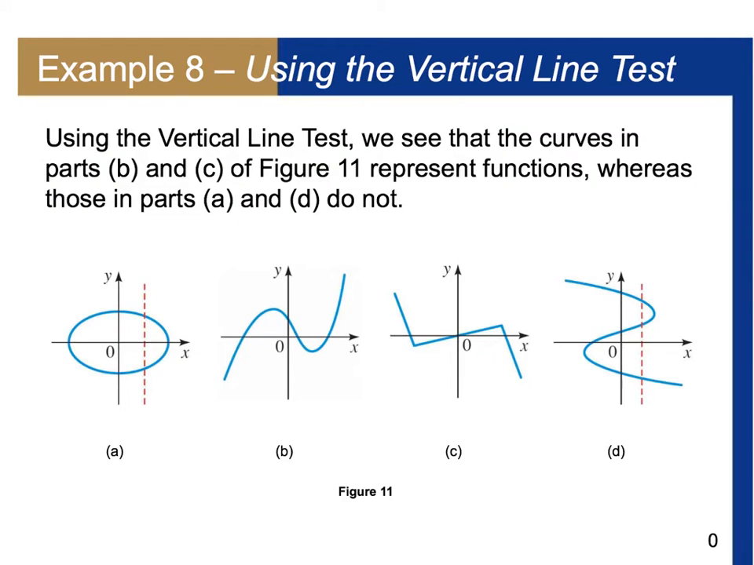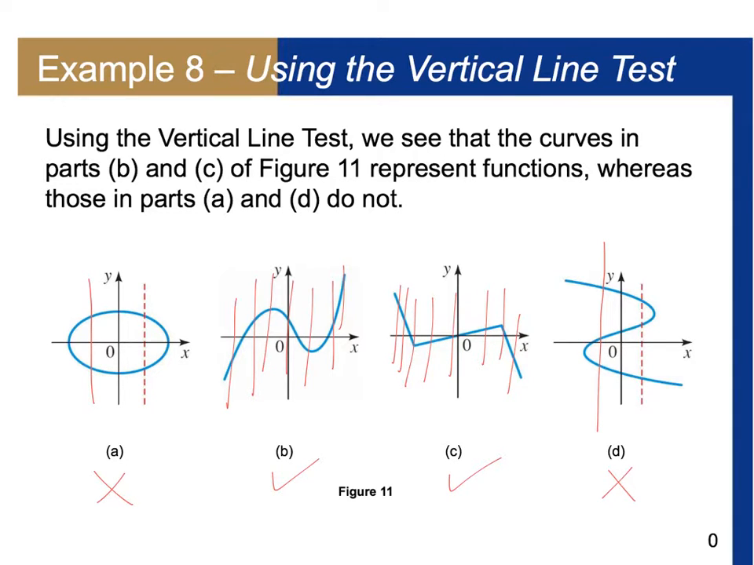So just doing more vertical lines, we can see that this ellipse shape is not a function because we can cross it more than once. This graph here, you can only cross it once with vertical lines, so that's definitely a function. Same with this one. Vertical lines can only cross that once, so that's a function. This one is not because you can cross it 3 times at some points. So this one is not a function. This one is a function. This one is a function. This one is not a function.